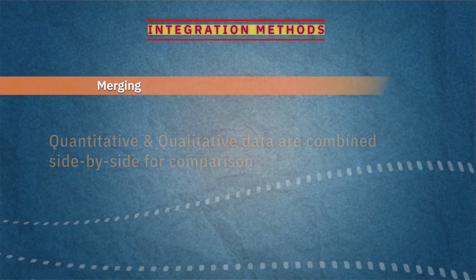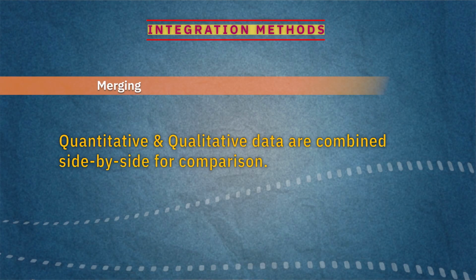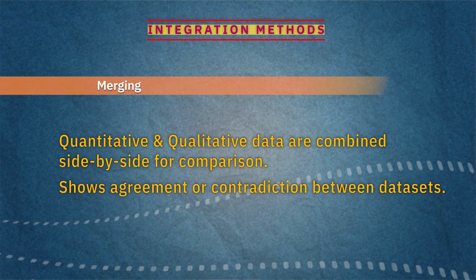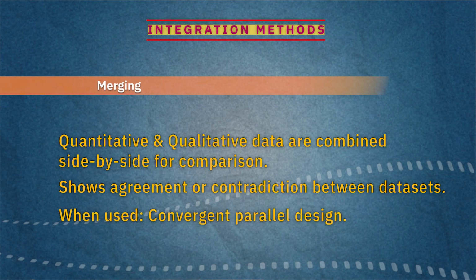Now, there are different types of integration methods. One is merging. Quantitative and qualitative data are combined side by side for comparison. They show agreement or contradiction between the data sets. It is used in the convergent parallel design. For example, survey results and interview themes presented in the same table.